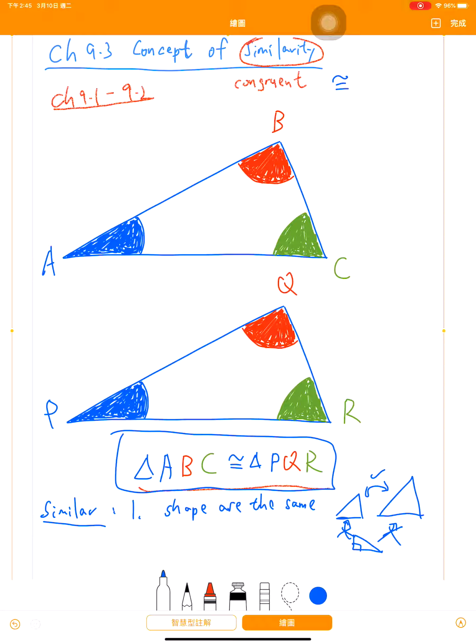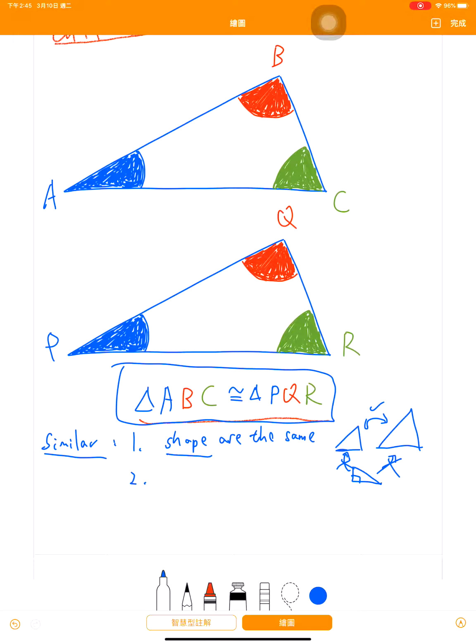Later I will talk about the meaning of the shape, because this one is just a feeling, right? Just like, oh, they are almost the same. The shape is the same, okay? So second, we will talk about the size. You can see they may not be the same. One may be bigger, one may be smaller, but actually, they can be the same. Later I will talk about it.